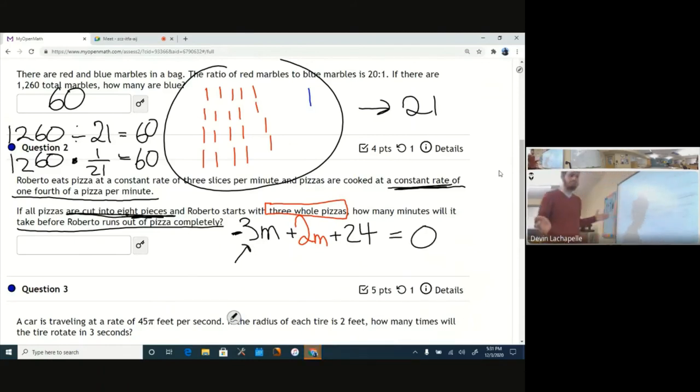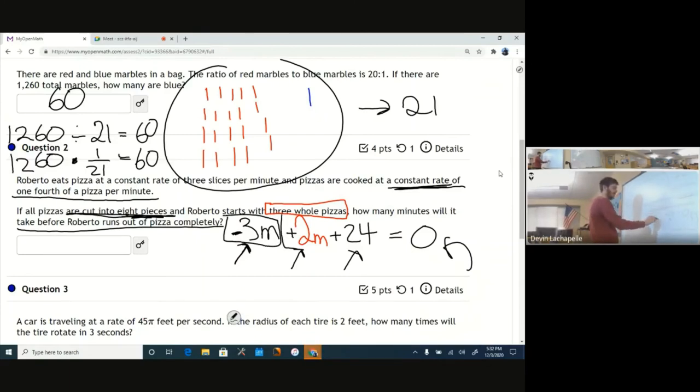0. Okay. So he loses pizza at a rate of 3 slices per minute, gains them back at 2 slices per minute, and he has 24 to start. And we're trying to figure out when is that gonna get to 0? All right, well, let's solve it out.